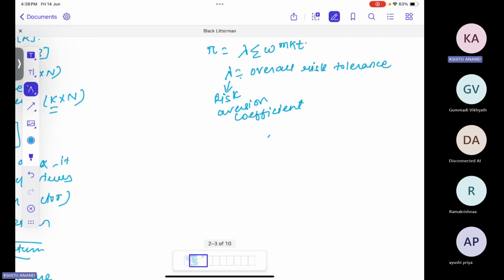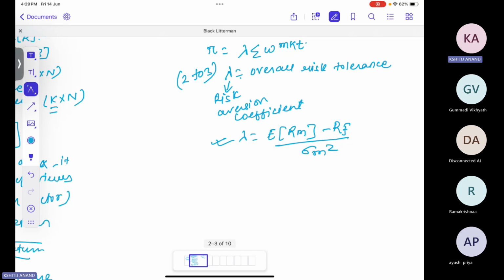How do you calculate lambda? The general value of lambda is from 2 to 3. Sometimes in research papers on the Black Litterman model, they directly use lambda equal to 2.5. Otherwise, lambda has a formula as well. The formula is the expected return of the market, meaning the market portfolio, minus the risk-free rate of return, divided by the variance of the market. So this is the formula for lambda. The general value is from 2 to 3, but you can get it from this formula as well.